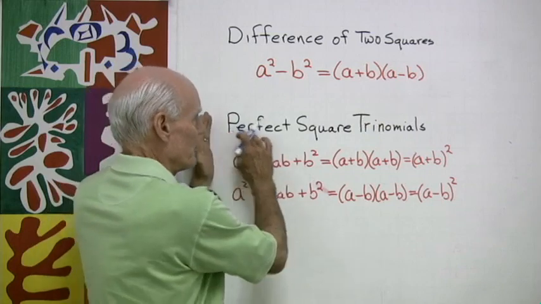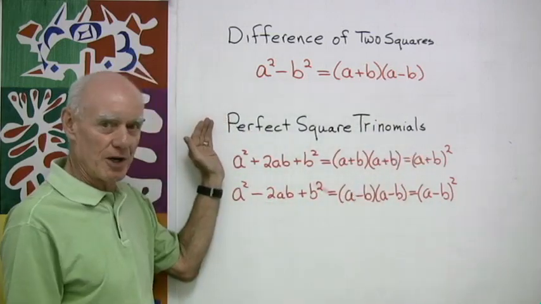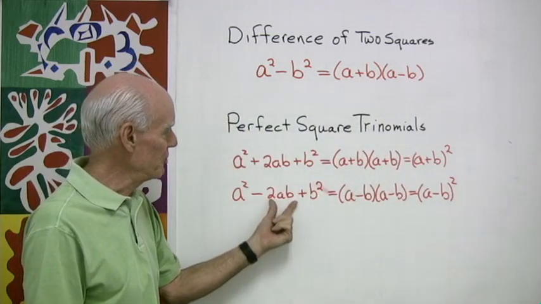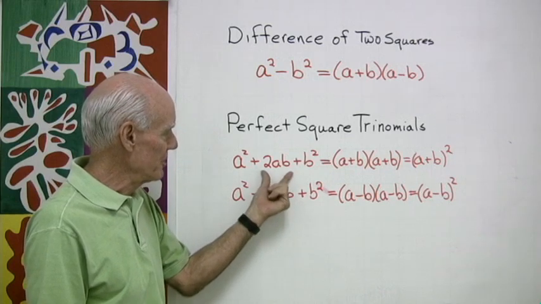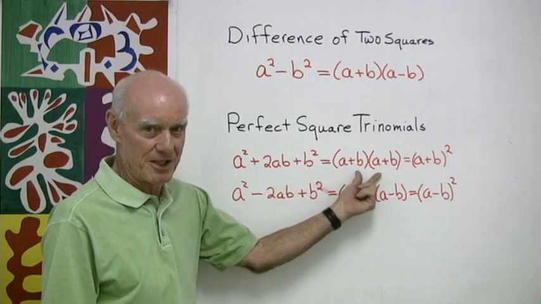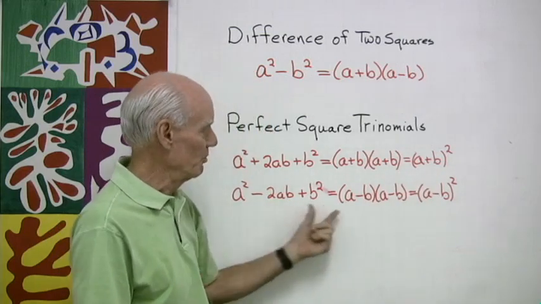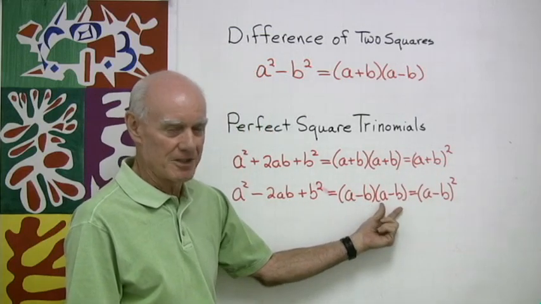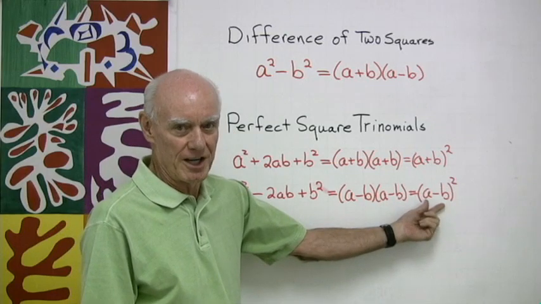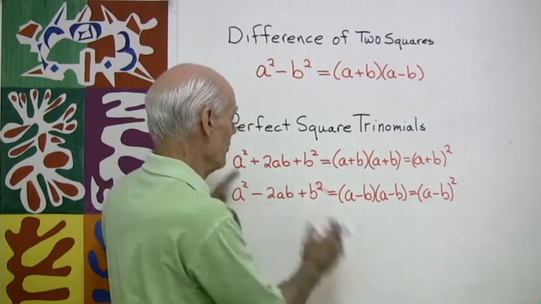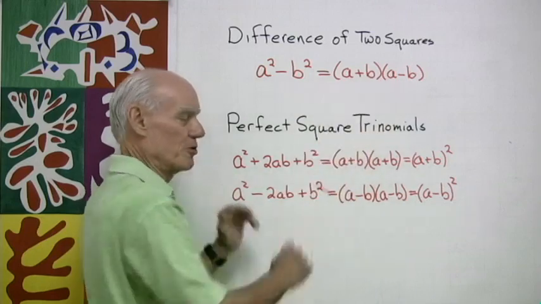Now we're also going to do some factoring for what we call perfect square trinomials, and they have these two forms right here. This one will always factor into (a plus b) times (a plus b), which is the quantity (a plus b) squared, and this one will factor into (a minus b) times (a minus b), which is the quantity (a minus b) squared. So these are the formulas that you have to know to be able to do the factoring in this section.